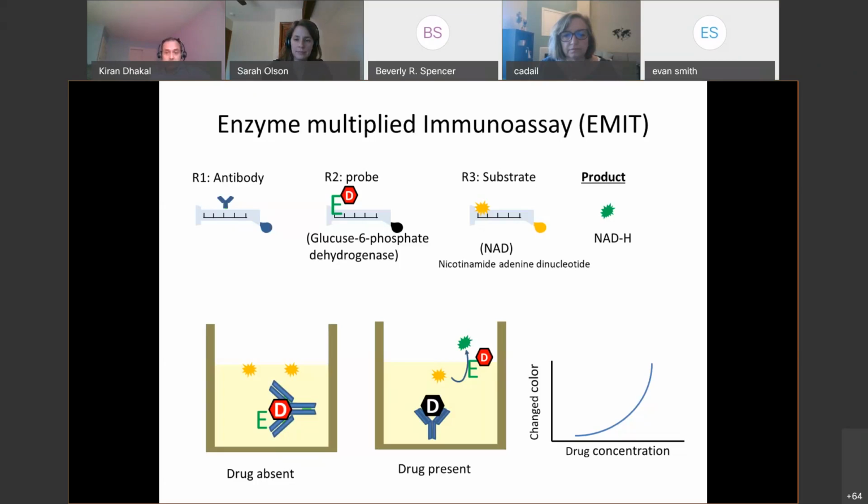And this way, if there is no drug, we'll not see any color change in the instrument reading. And if there is a lot of drug present in the urine, then we'll see a lot of color change. It will give a directly proportional, linear increment of the concentration.